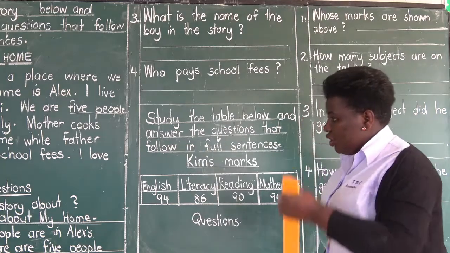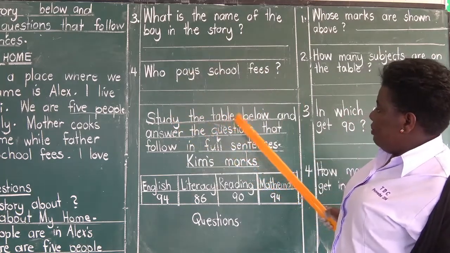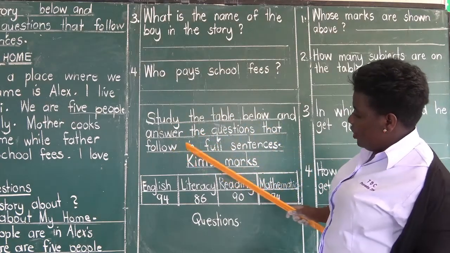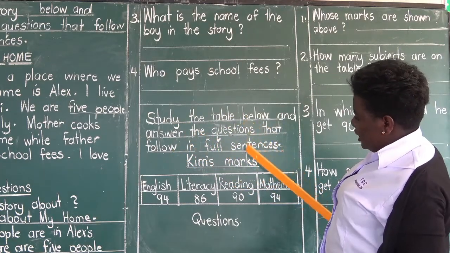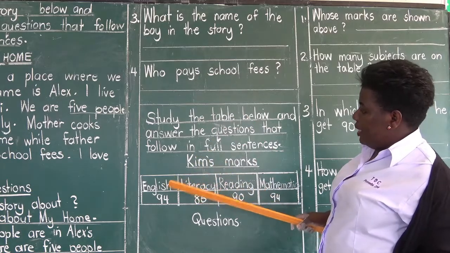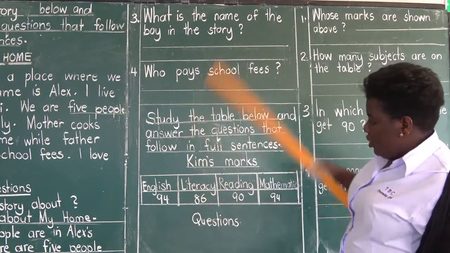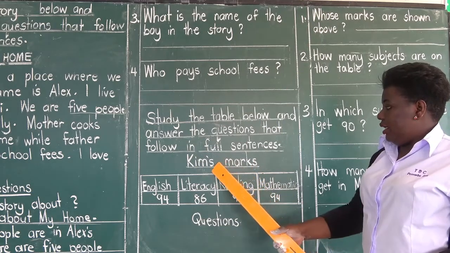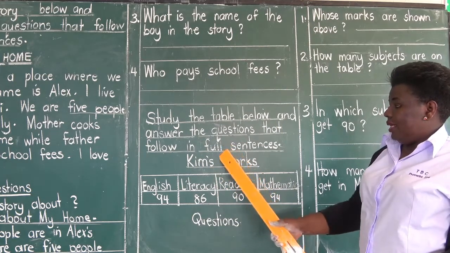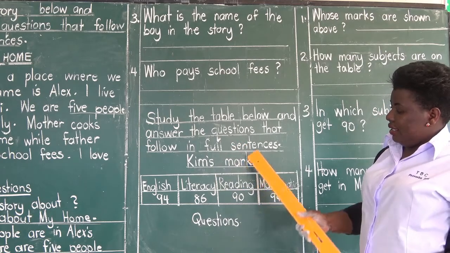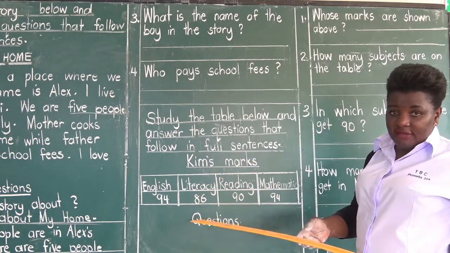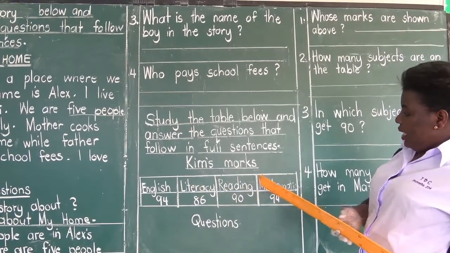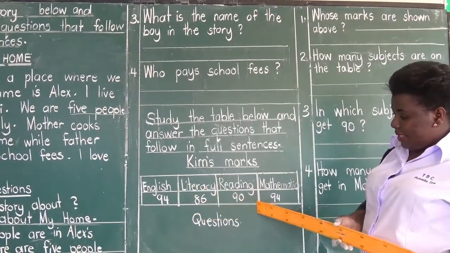Okay, let's read the instruction now. Study the table below and answer the questions that follow in full sentences. In full sentences. So we have our title here, the one you call heading. Kim's marks. So these are Kim's marks. You've been given the subjects up, and you've been given the marks down.